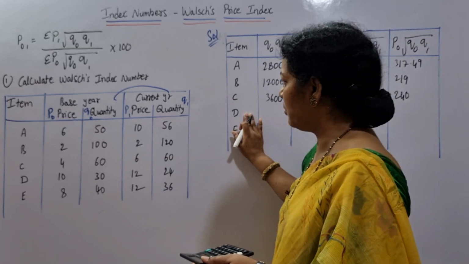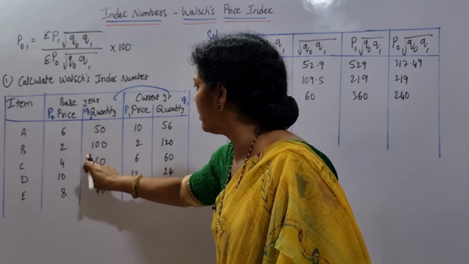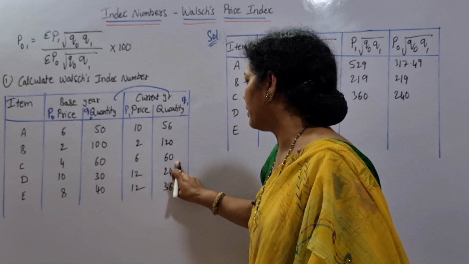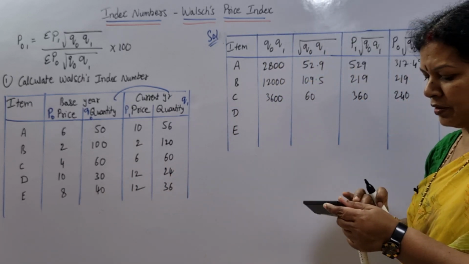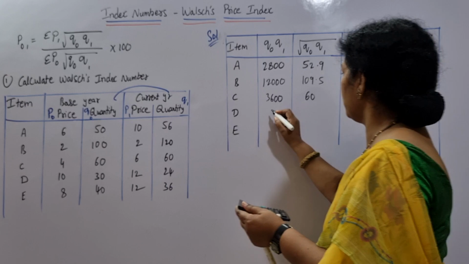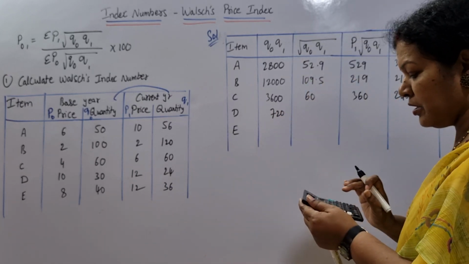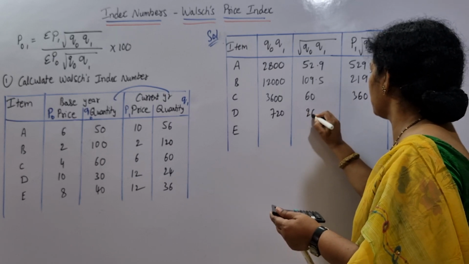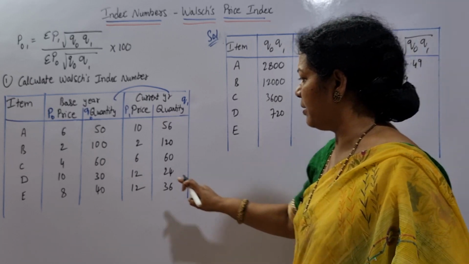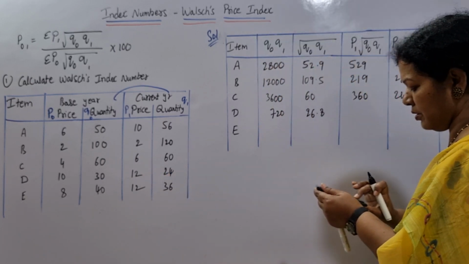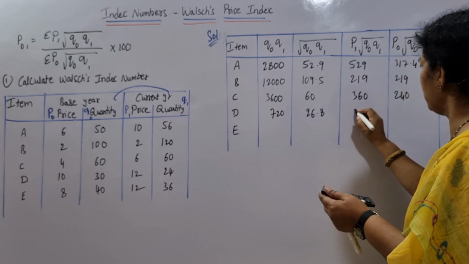240. Next we'll go for D. D is Q0, Q1. 30 into 24, 720. If you remove the root, 26.8. 26.8 multiplied with P1, P1 here is 12. It comes to 321.99, means 322 we can take.